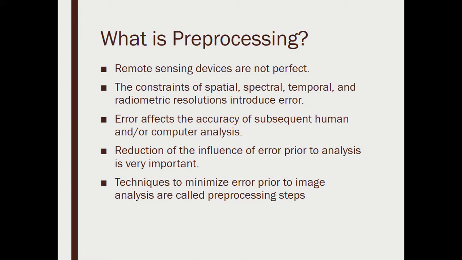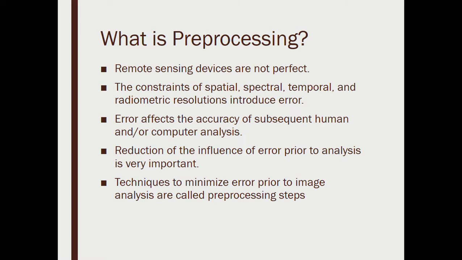And now we go to pre-processing. What is pre-processing basically? Pre-processing is a process where we prepare the data before we can do the processing. Why do we do that? Because remote sensing devices are not perfect. The constraints of spatial, spectral, temporal, and radiometric resolution will introduce errors in remote sensing images, and these errors will affect the accuracy of human as well as computer analysis. Therefore, it is very important to reduce the influence of the error prior to the analysis.